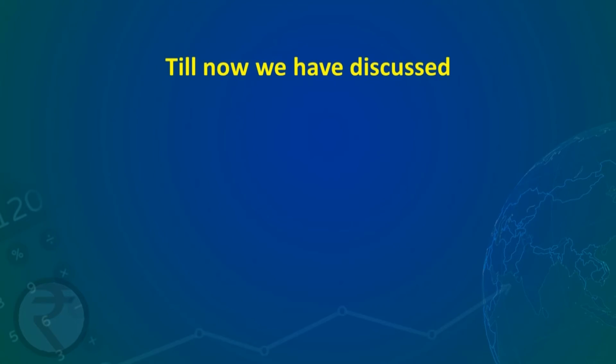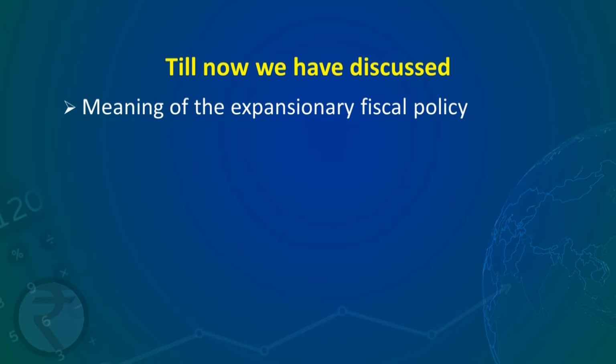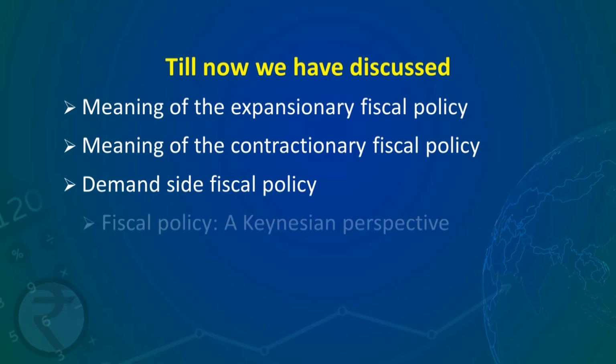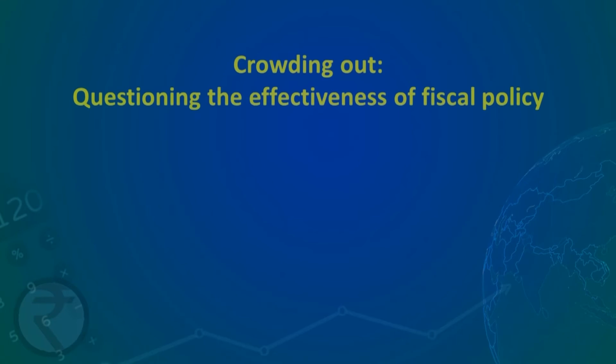So, till now we have discussed what is the meaning of expansionary fiscal policy, what is the meaning of contractionary fiscal policy, and what is the impact of fiscal policy on demand side from the point of view of Keynes. Now, we will discuss what is crowding out. Crowding out actually questions the effectiveness of fiscal policy.